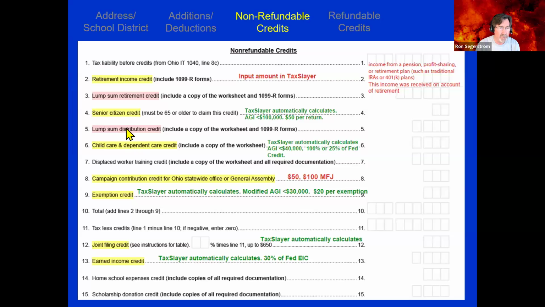Same with the lump sum distribution credit. I guess they could be appropriate for somebody who is at the end of their life and will not ever need the retirement income credit or the senior citizen credit again. But just avoid the lump sum retirement credit and the lump sum distribution credit.